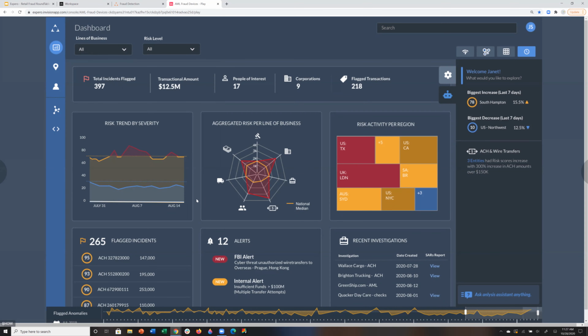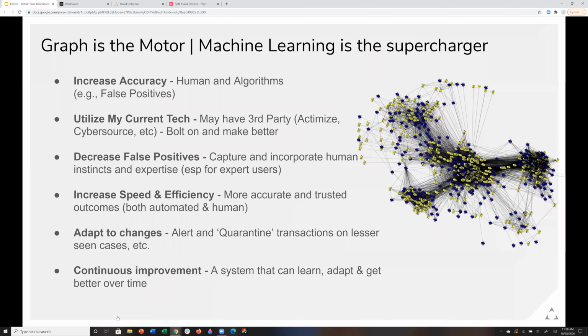So let's begin by talking about why you need to use graph plus machine learning. We find, as Scott mentioned earlier, that increasing accuracy is significant when you use the combination of two systems. Because fraud detection systems are often in place already, you can use the current technology you have in-house. And when you do, you can decrease false positives in addition to increasing accuracy, which helps decrease the burden on users. We also see an increase in speed and efficiency, of course, because we're using that combo system. And the beauty of integrating machine learning with your graph is that it can adapt to changes and improve over time when you include the humans in the loop type of system that I'll talk about today.